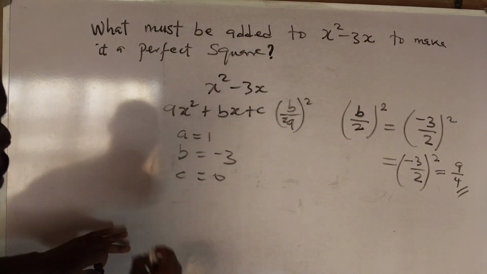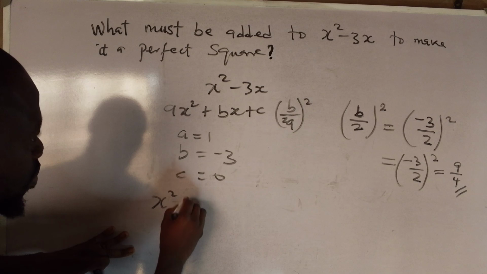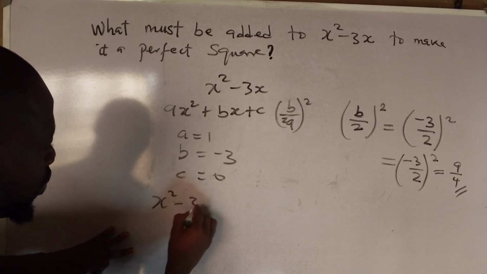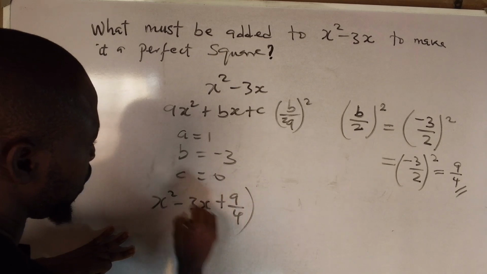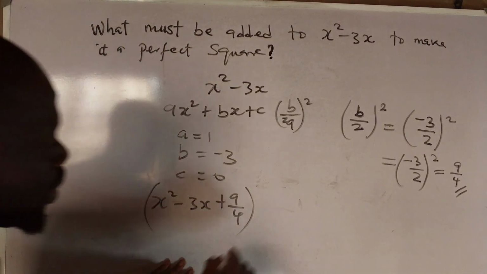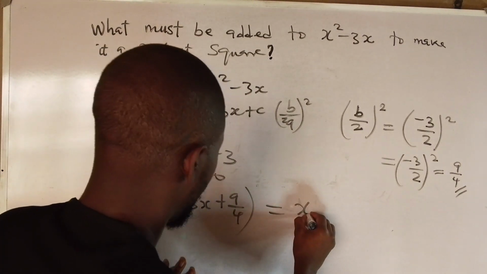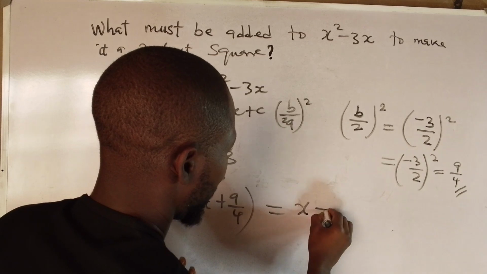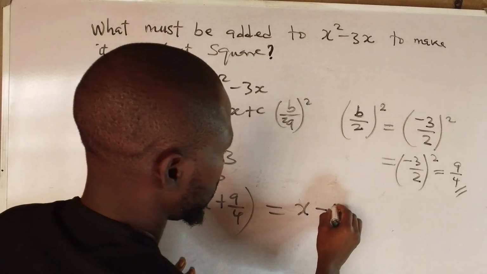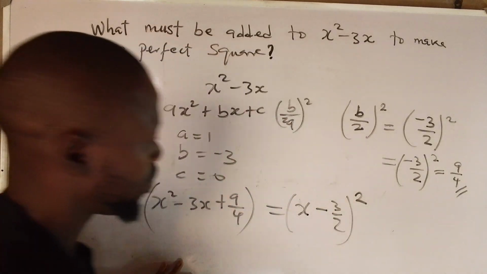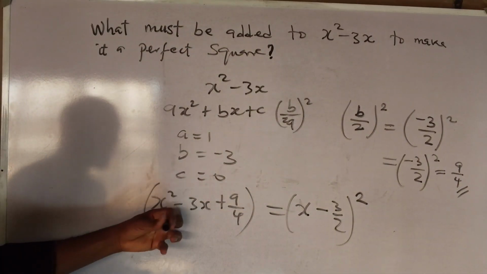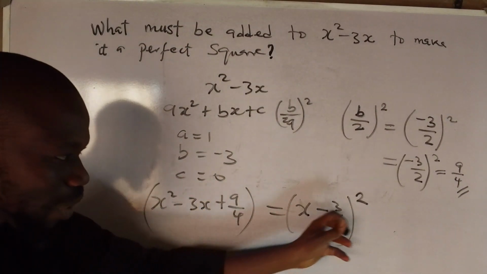And what do we mean? When you say x squared minus 3x plus 9 over 4, it becomes a perfect square in that it becomes x minus 3 over 2, squared. When you find the square root of this, you are going to get x minus 3 over 2.